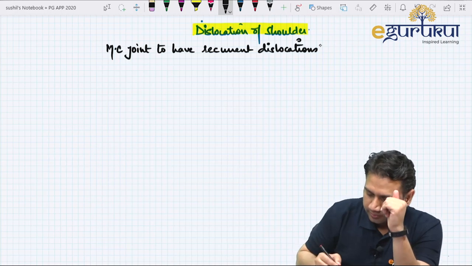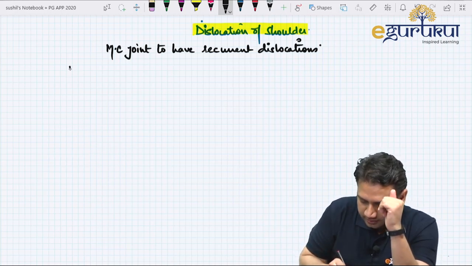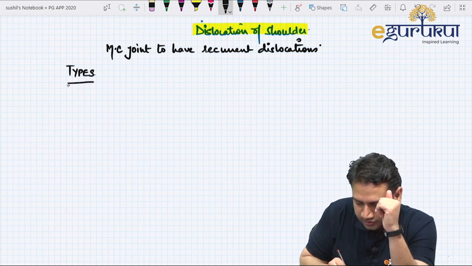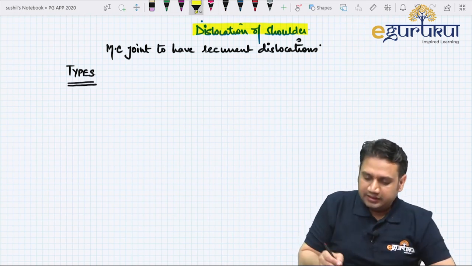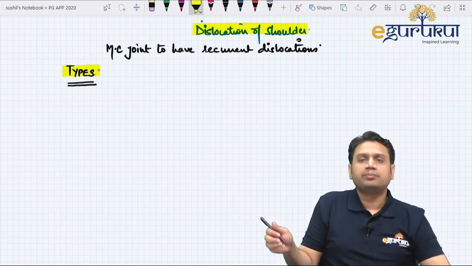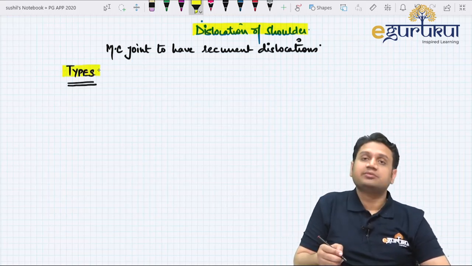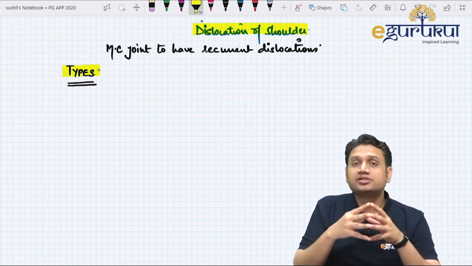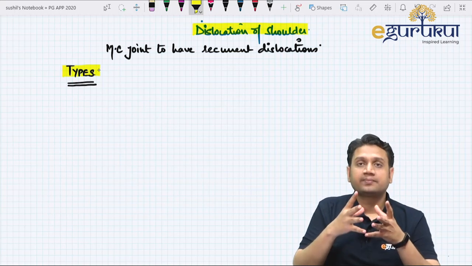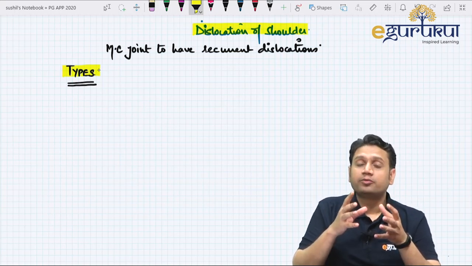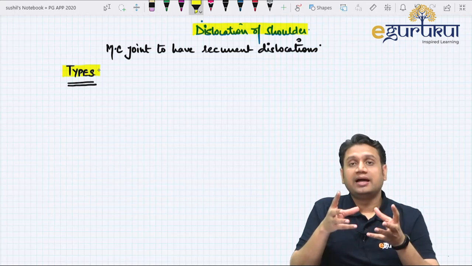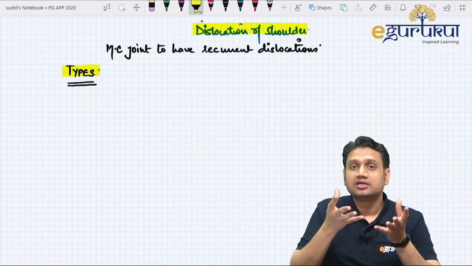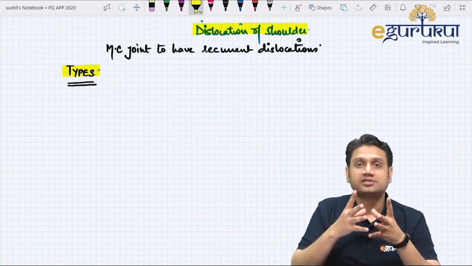Now we can talk about the types of shoulder dislocation. But before that, remember that every dislocation, whether it is shoulder, hip, or any area, is an emergency, because dislocation can compromise the vascularity of the bone, and if the vascularity is compromised, the bone will finally land up in avascular necrosis. So consider every dislocation as an emergency, right?